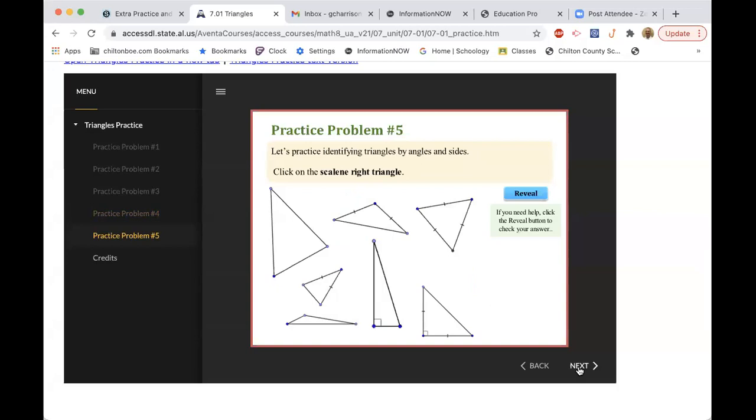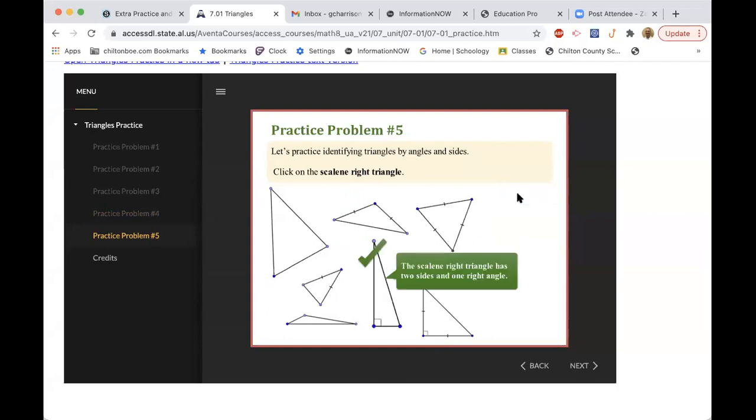Try number 5. Look for a scalene right triangle. Right triangles are easy to find. Usually they have that little box. So that's a right triangle, that's a right triangle. And I want it to be scalene. Well, this one's isosceles. It has 2 sides the same. So it's going to be this one. That is a scalene right triangle, or I would call it a right scalene triangle.